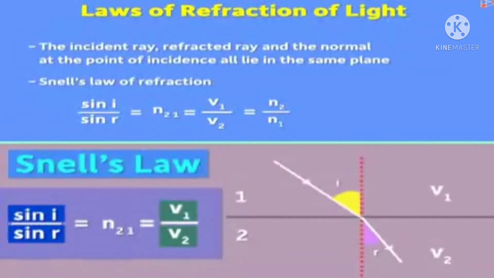Here we see the meaning of each term. I means angle of incidence, R means angle of refraction. The meaning of V1 is the velocity of light in the first medium, and the meaning of V2 is the velocity of light in the second medium, and N21 is the refractive index of the second medium with respect to the first medium.